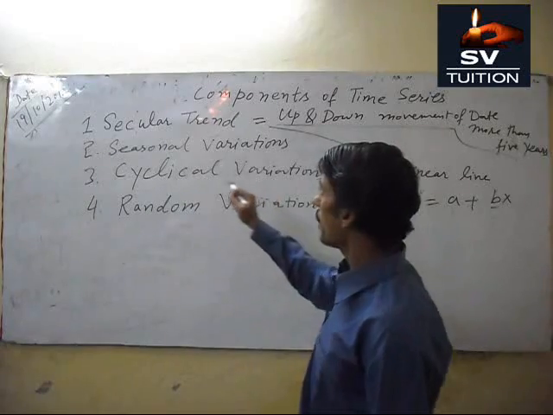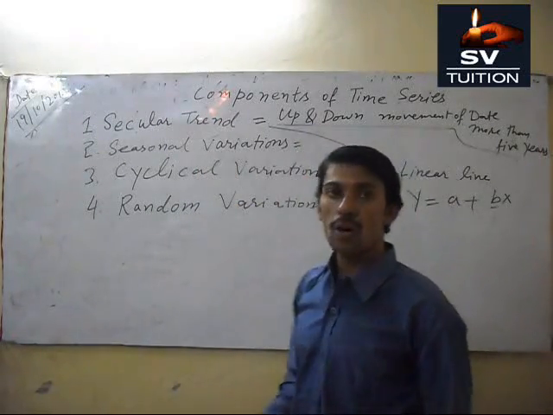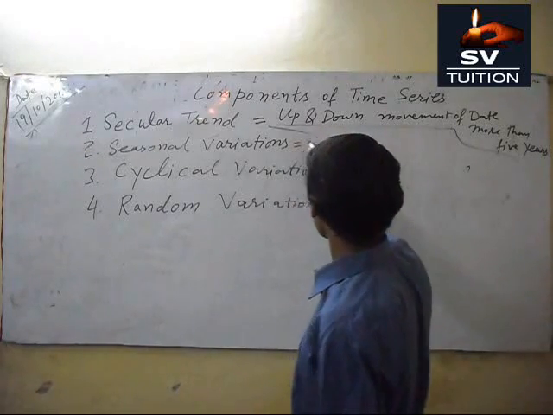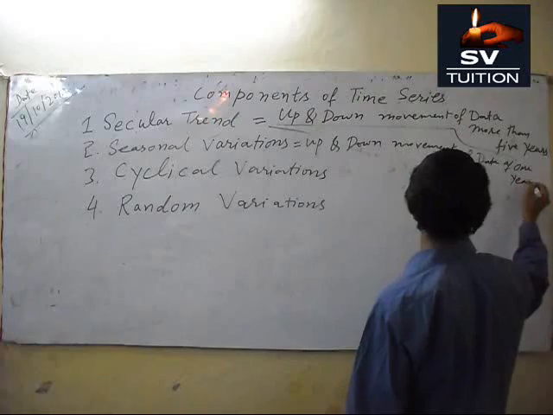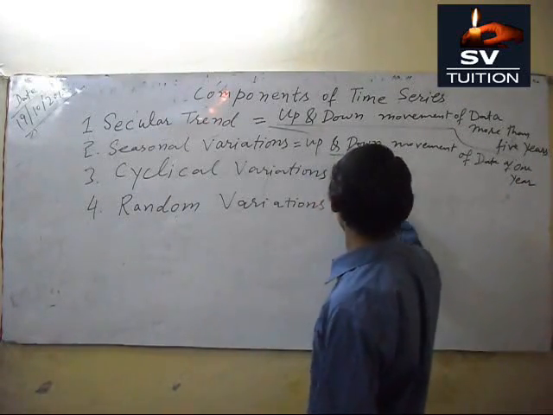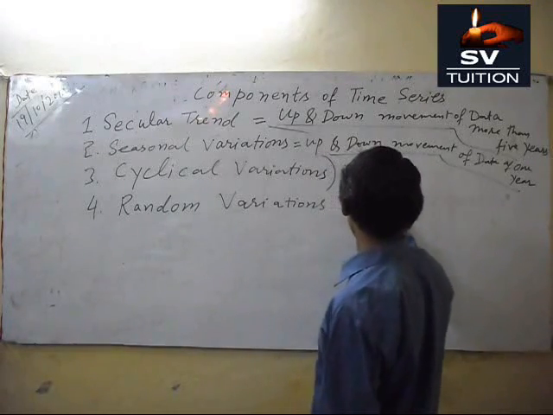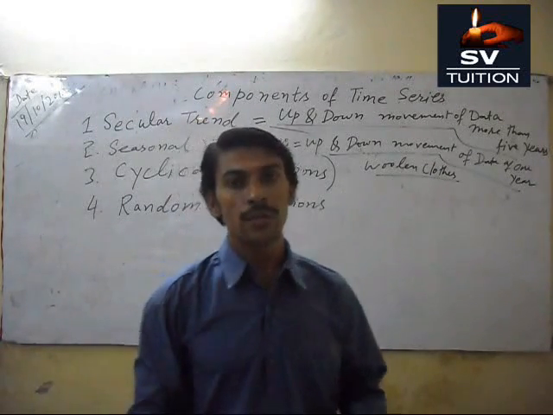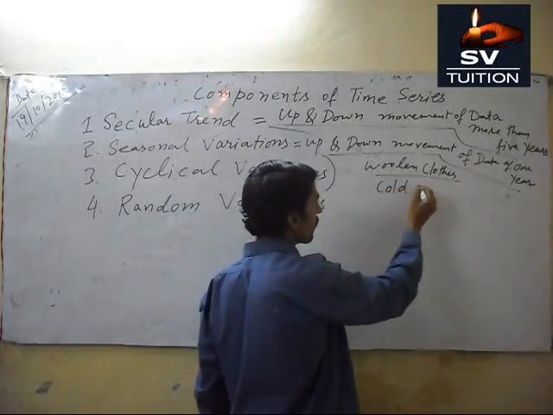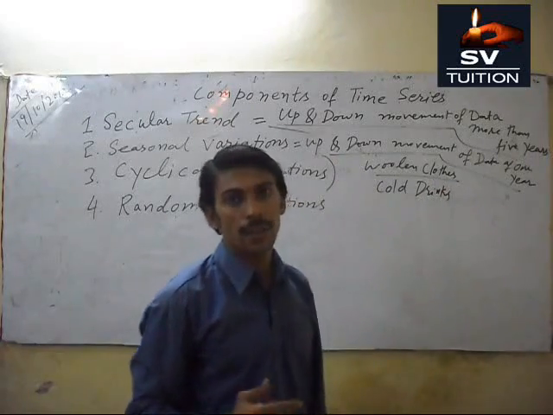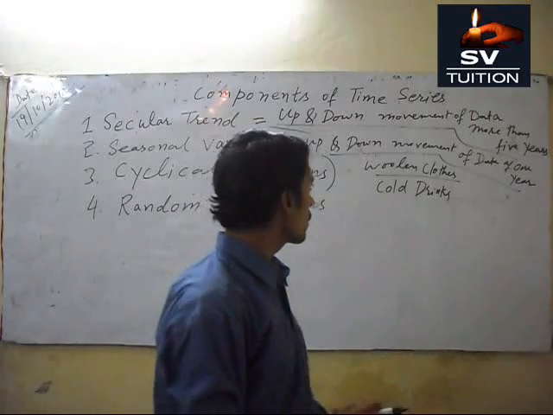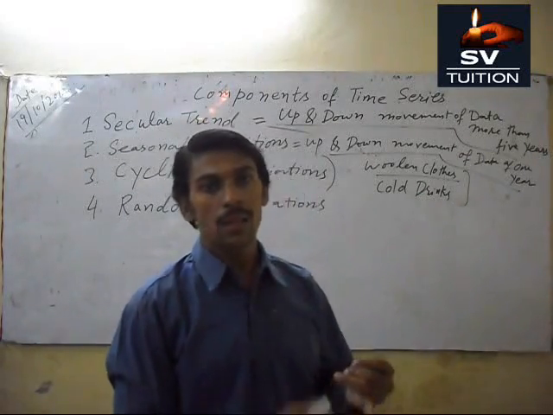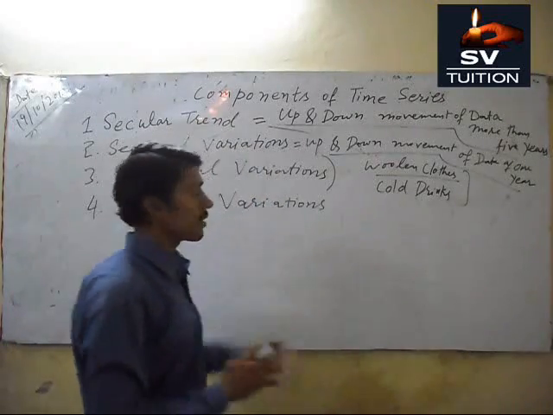Now we will study the seasonal variation. Seasonal variation is also up and down movement. Suppose we are checking the trend of woolen clothes. If we see the sale of cold drinks, its sale will increase in summer season. So within 1 year, we can check monthly interval, day basis or hour basis in seasonal variations.